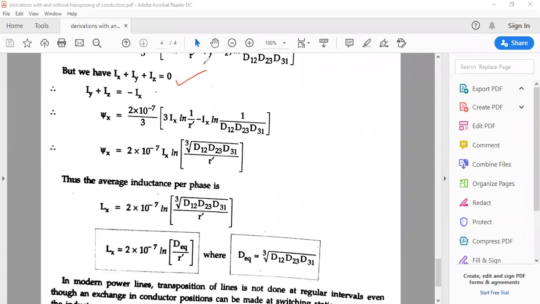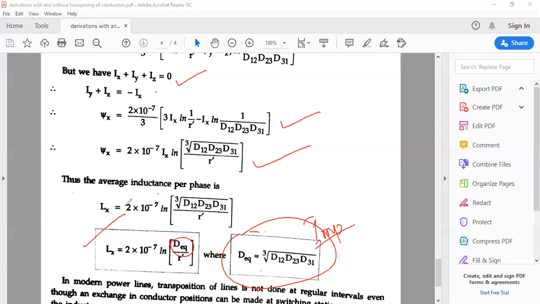Ix plus Iy plus Iz equals zero. So next you can write Iy plus Iz equals minus Ix. I can write it as the cube root of d12, d23 and d31. This is called D equivalent, a simple term which is the cube root of d12, d23 and d31. This is one of the important relations you can find out, and this one is found out with Lx.